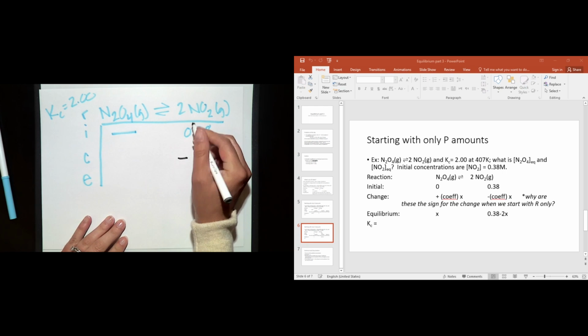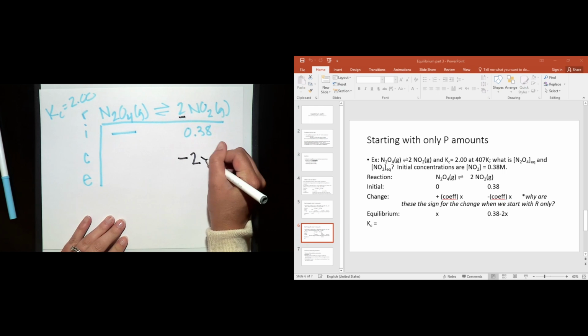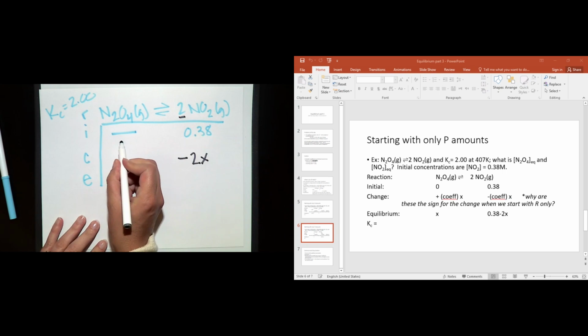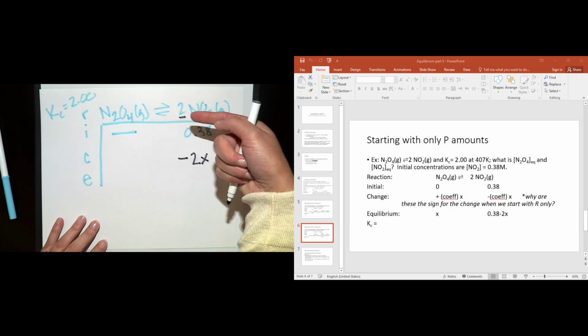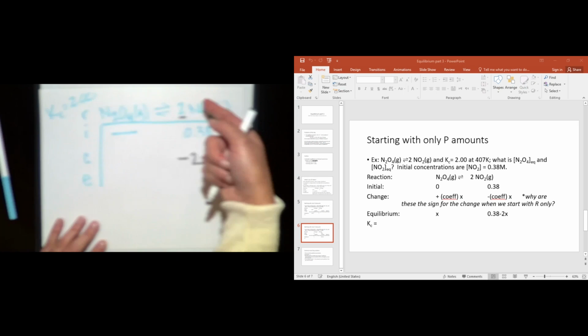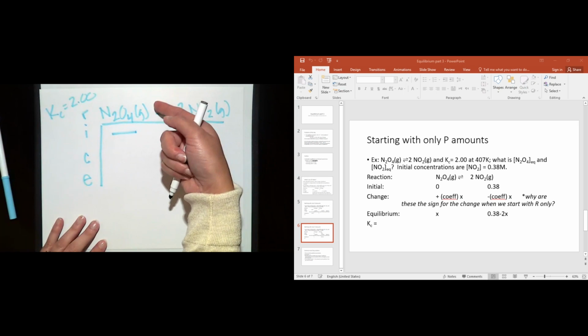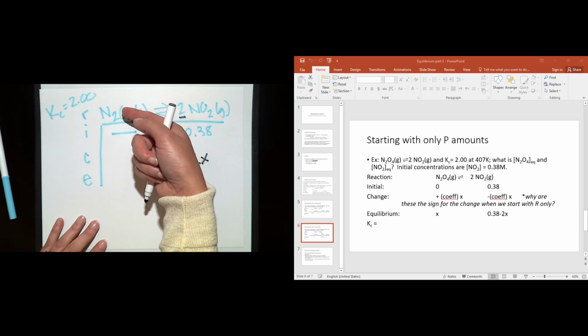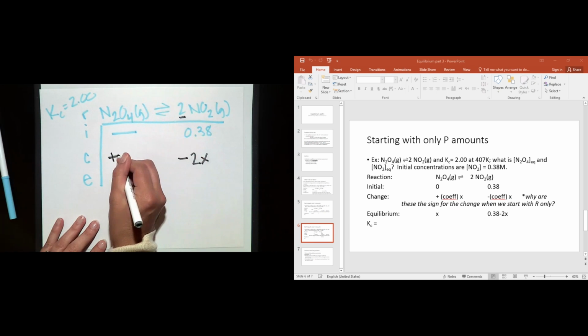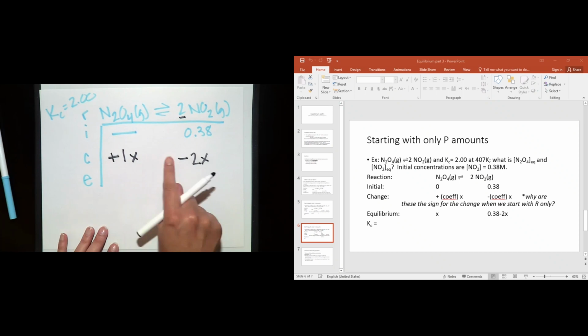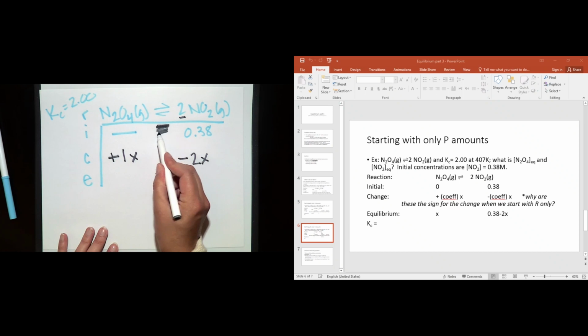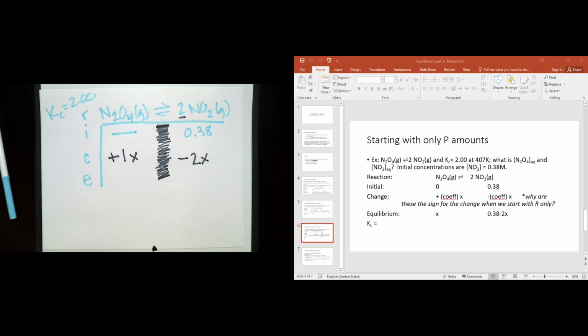So this will be negative, bring down the coefficient, 2x. This one, I didn't start with any, so that means I'm gaining. This is shifting back, right? We have two arrows. If I have all product, to reach equilibrium, that means I have to take apart, disassemble this atomic Lego set to build this reactant. So I'm gaining, plus, coefficient is an understood one, x. The signs always have to be different, have to be opposite when you cross that equilibrium arrow, or arrows.